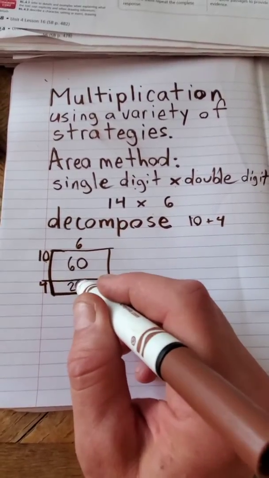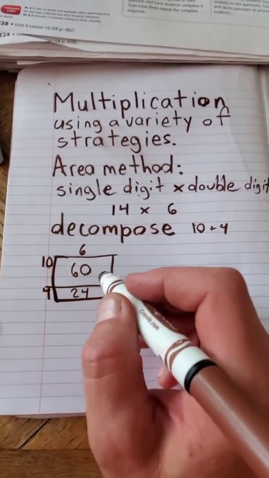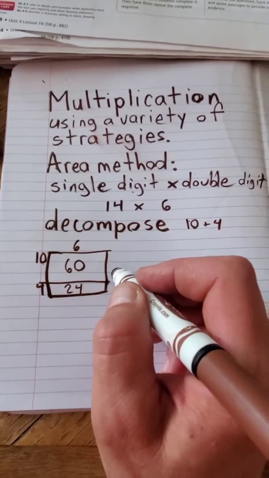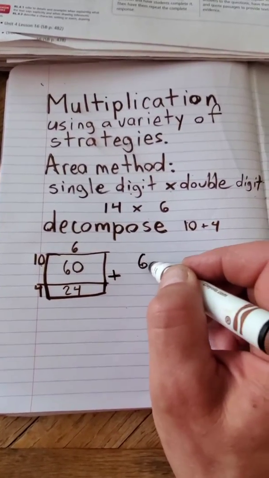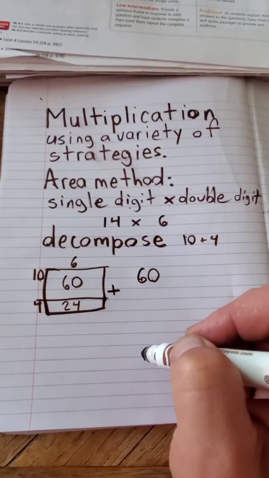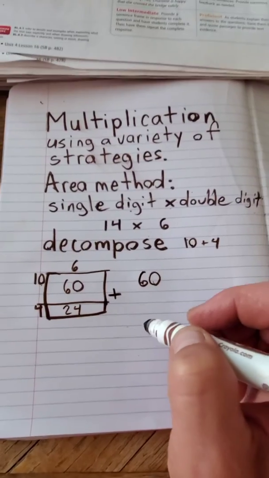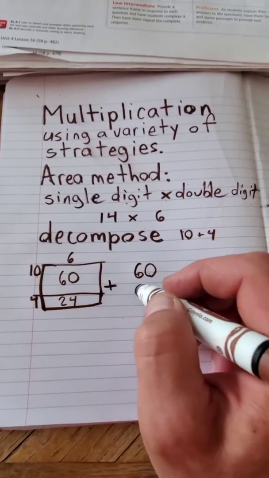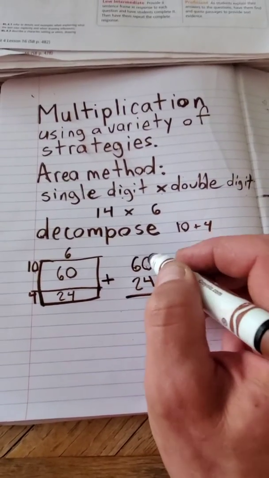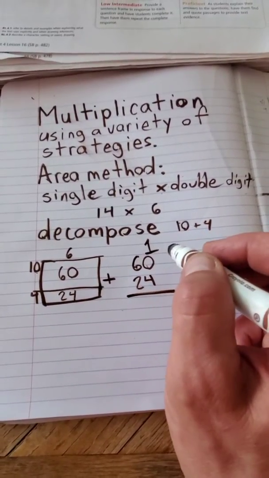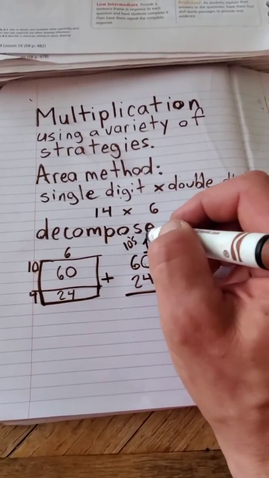hopefully you said 24, which makes your answer. Now remember, you have to do what next? Add these together. But when you add them together, you have to be careful about what? Making sure the place value lines up. Hopefully that's what you were saying. So the ones have to line up with the ones, and the tens have to line up with the tens.